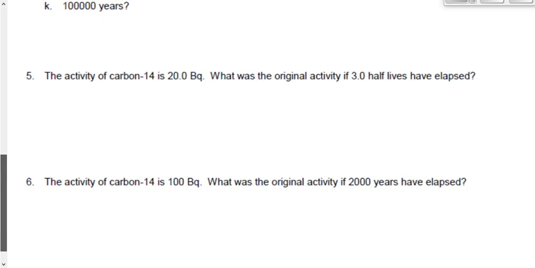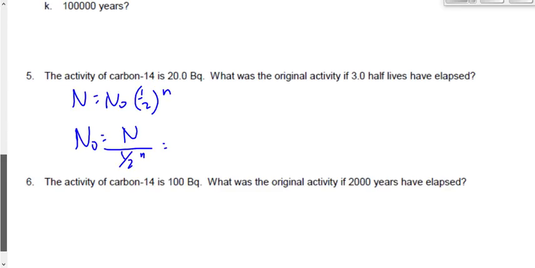The activity of carbon-14 is 20 becquerel. What's the original activity if 3 half-lives have elapsed? I'm going to say N is equal to N sub 0 times 1/2 to the little n. So big N0 is equal to N over 1/2 to the little n. The amount that we start with is what we're looking for. The amount that we end with is 20 becquerel over 1/2 to the 3. We don't even need the half-life here.